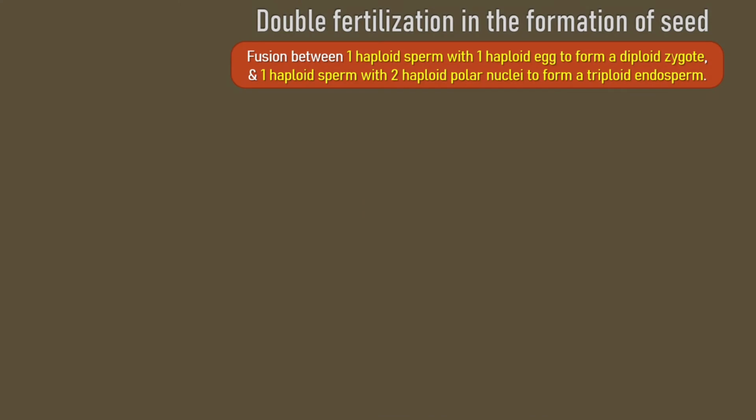In flowering plant, fertilization occurs twice, where the first fertilization is fusion between one haploid sperm with one haploid egg to form a diploid zygote, and second fertilization is between one haploid sperm with 2 haploid polar nuclei to form a triploid endosperm. Hence, the process of fertilization is double fertilization, and the product is seed.